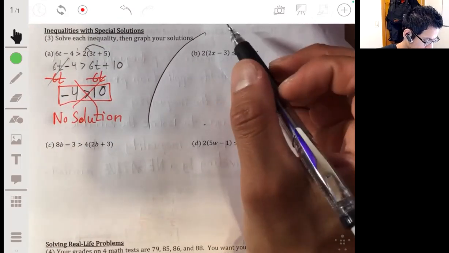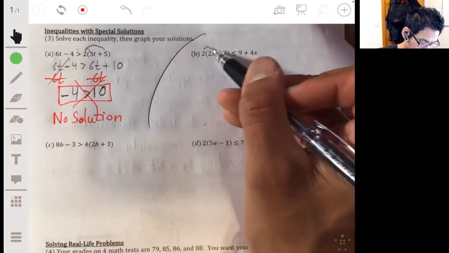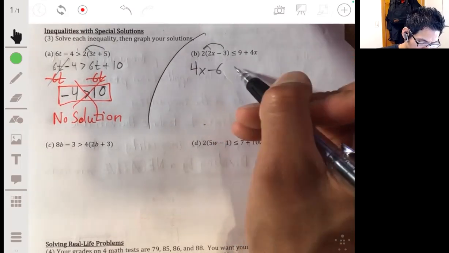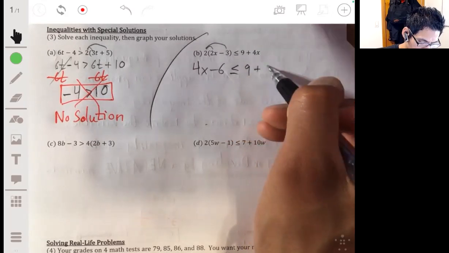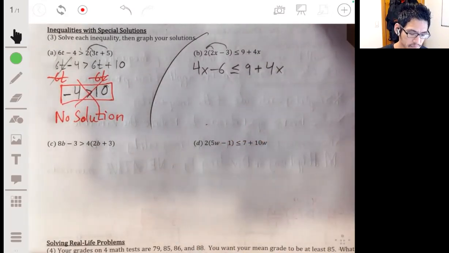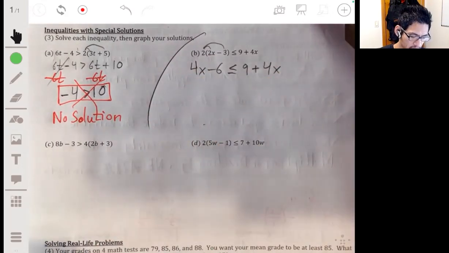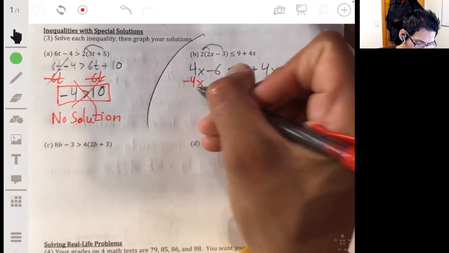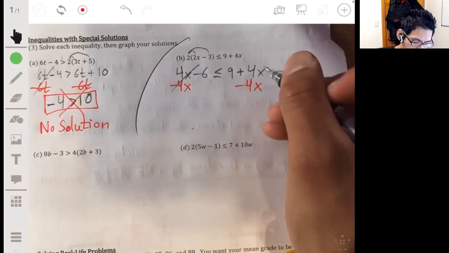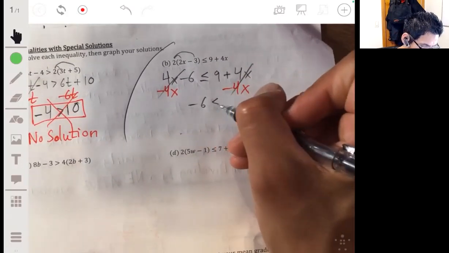Let's look at B. Start off by distributing the 2, so we get 4x minus 6 is less than or equal to 9 plus 4x. And you see that 4x again, I bet? You're like, yeah, I know what's going on here. So we subtract 4x from each side, we get negative 6 is less than or equal to 9.